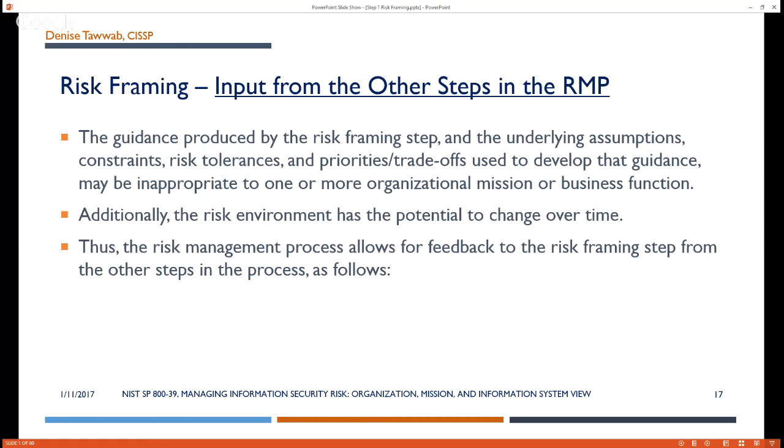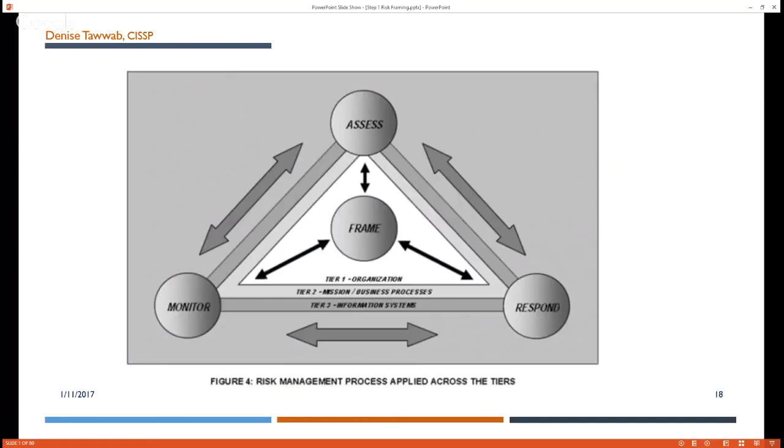The guidance produced by the risk framing step and the underlying assumptions, constraints, risk tolerance, and trade-offs used to develop that guidance may be inappropriate to one or more of your mission or business functions. Also, the risk environment will likely change over time. Therefore, the risk management process allows for feedback to the risk framing step from the other steps in the process as follows.